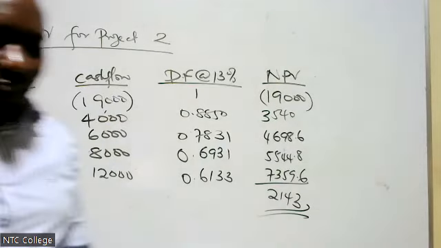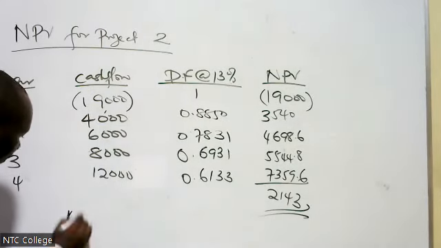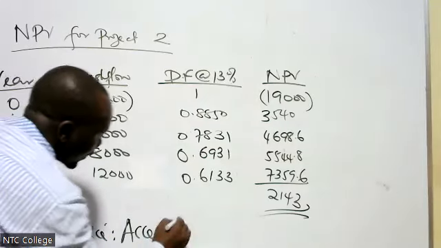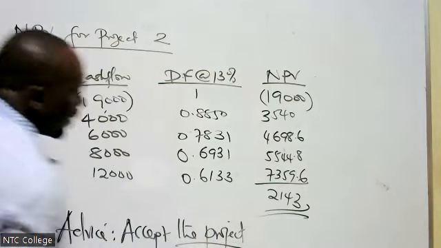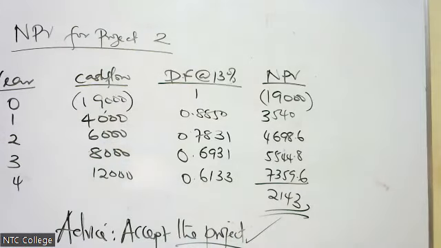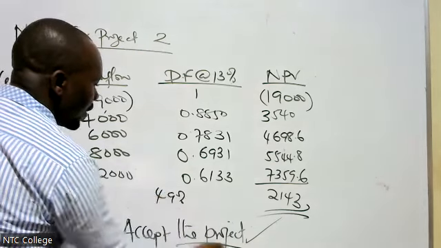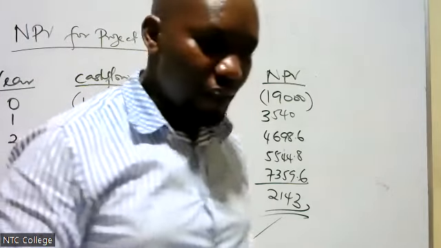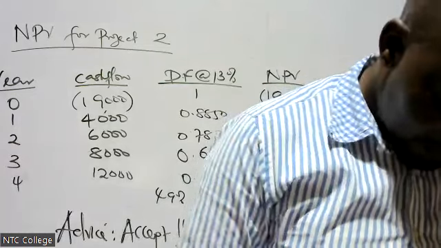2143. Was it difficult? Always advise a client. Advice is accept because the NPV is positive. So accept the project. Anytime when you're doing NPV, end up by advising. This is normally 1 mark, and it can take you far. Remember, if you had 47% or 49%, this one alone will make you have 1 extra mark, and then you pass your exams. So I hope that that is okay.